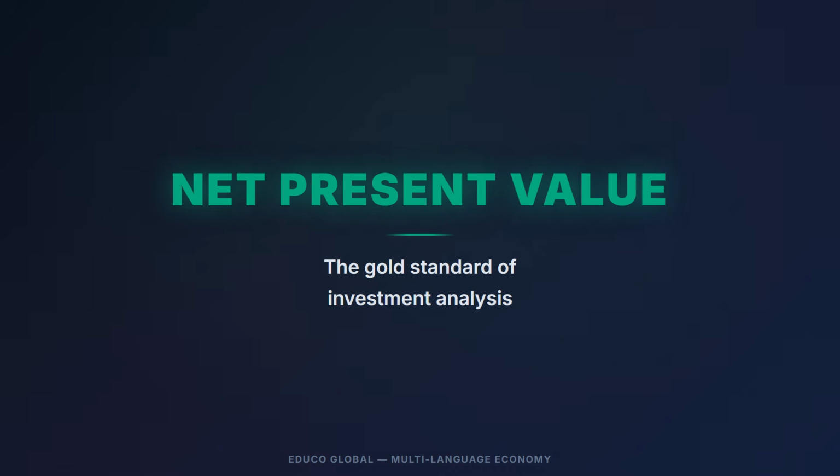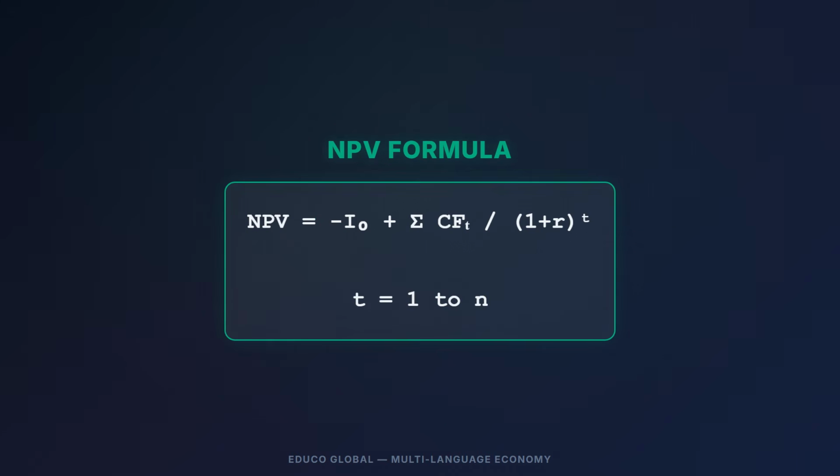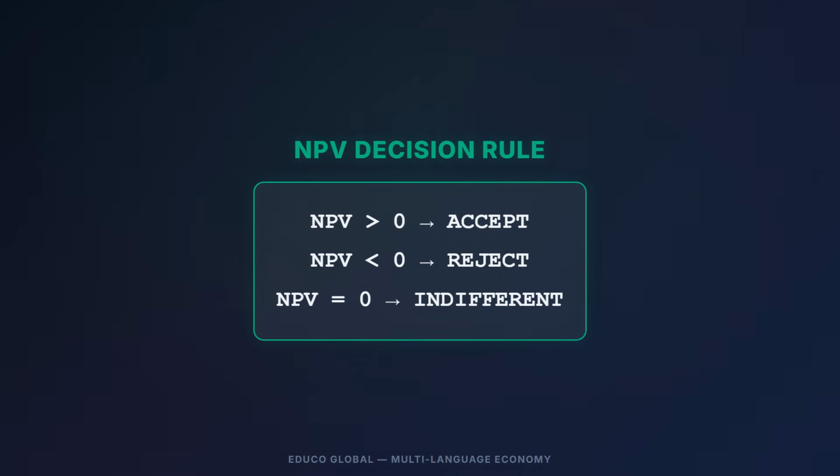The NPV formula: negative the initial investment plus the sum of each year's cash flow divided by 1 plus the discount rate raised to the power t from year 1 to year n. The decision rule is straightforward. If NPV is positive, accept the project. It creates value. If NPV is negative, reject it. It destroys value. If NPV equals 0, you're indifferent.